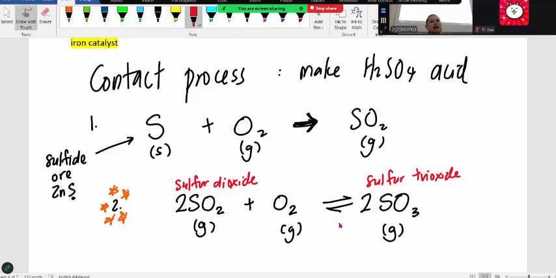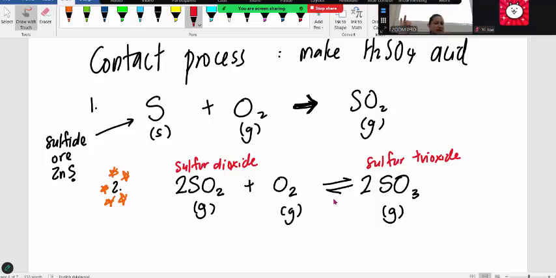So what do I need? I need temperature, pressure, catalyst. The temperature is same like Haber, 450. So easy to remember. But the pressure is only 2 atmosphere or 200 kilopascal. Okay, why don't have higher pressure? Because at this pressure, the rate and the yield is already very high. No need to waste money, waste energy to put higher. Okay, so at this temperature, it's really very high.